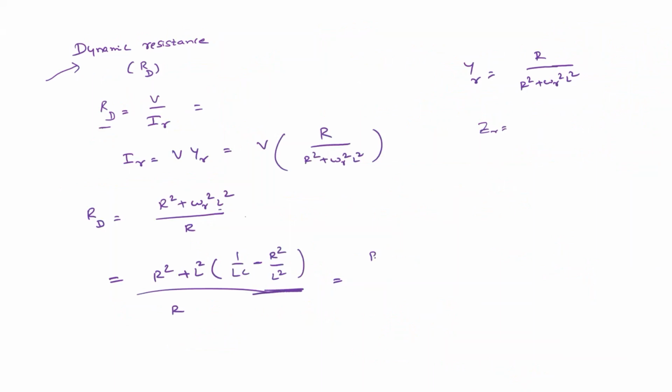Separate this one. So this R square plus, what is the next term? L by C. What is the next term? Minus R square. Minus R square, so divide by R, right? So what is the overall one? L by CR, or RC. So what is the dynamic resistance RD? It is L by C into R.